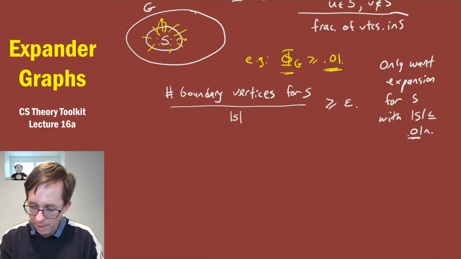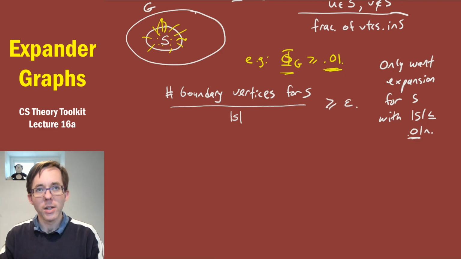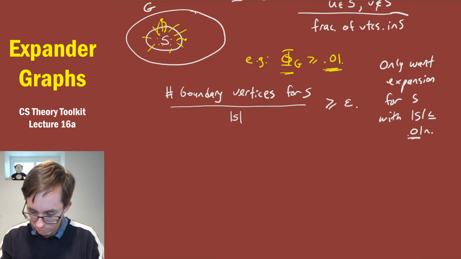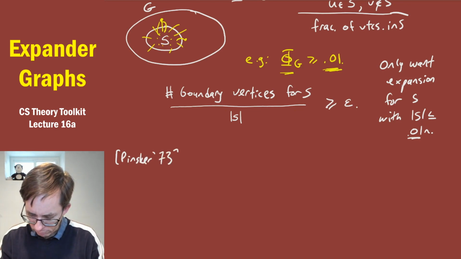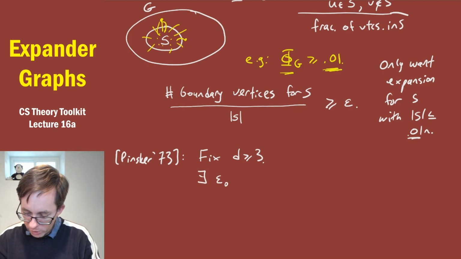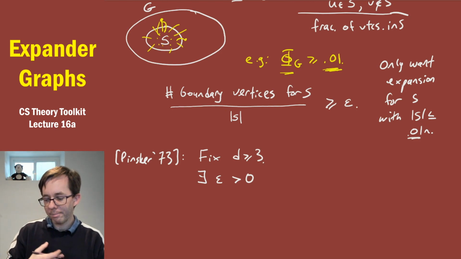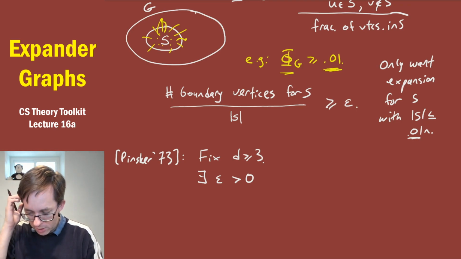It's actually just a simple application of the probabilistic method, especially if you're not trying to get too picky about the parameters. So this was an idea due to Pinsker in '73. You can show something like the following. Fix any d that's at least 3, and then there will exist some epsilon, which depends on d, and it's strictly positive. So if d is 3, maybe it's 0.0001. If d is 10, maybe it's 0.001. Let's not get too excited about the parameters.